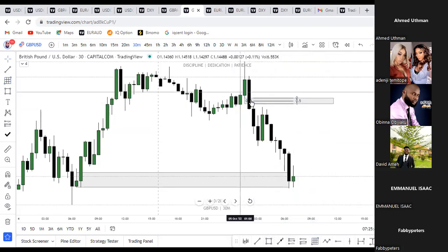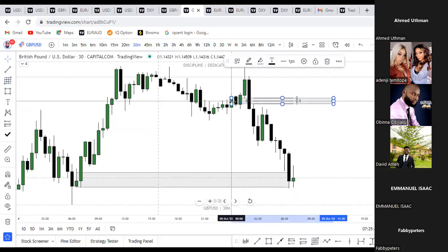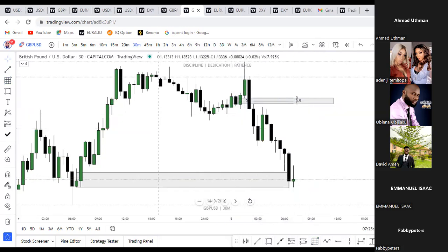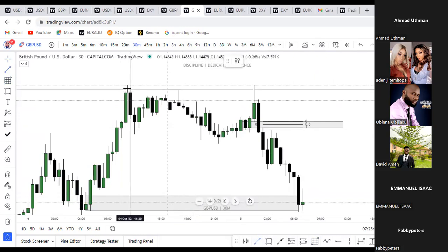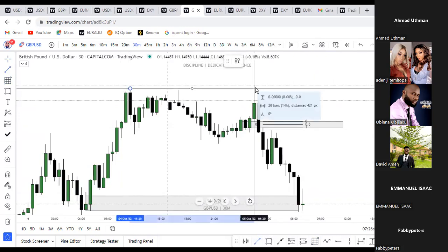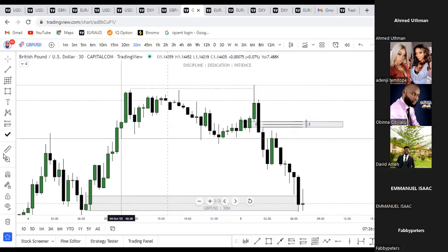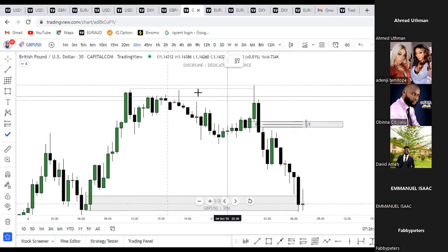Is in line with what? A breaker block. This candle was the candle that was responsible for taking out the high. Can't you see the high that was taken out, the previous day high? Yes. Previous day high was taken out, and it was that candle that was responsible for price taking out the high.